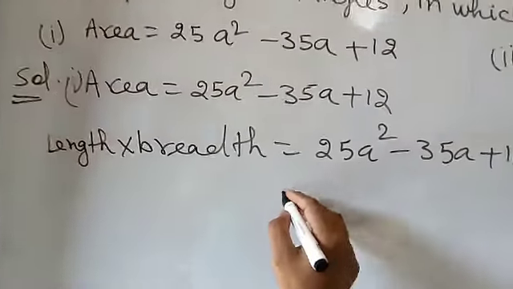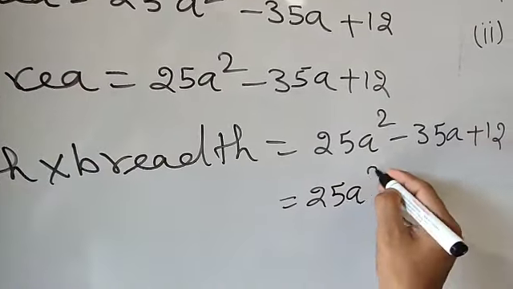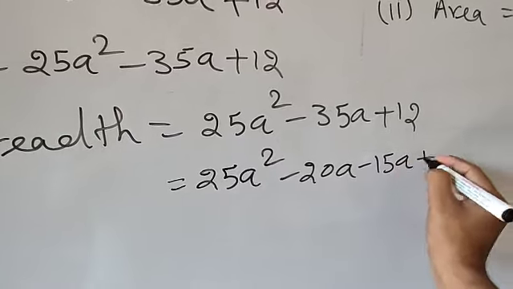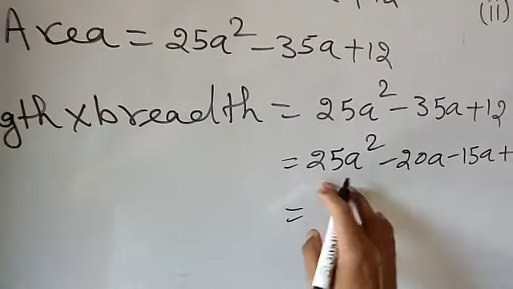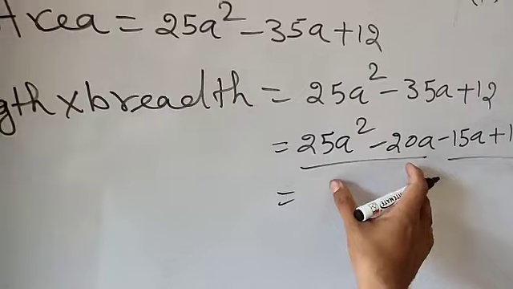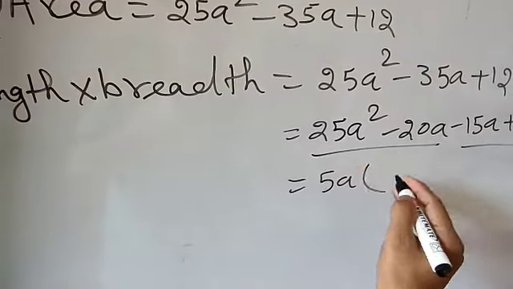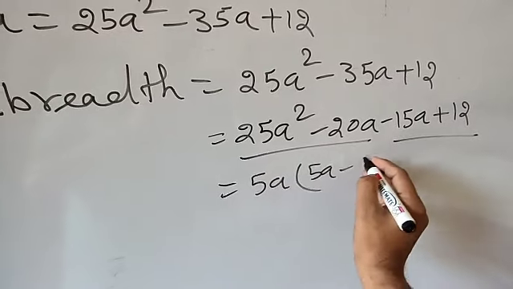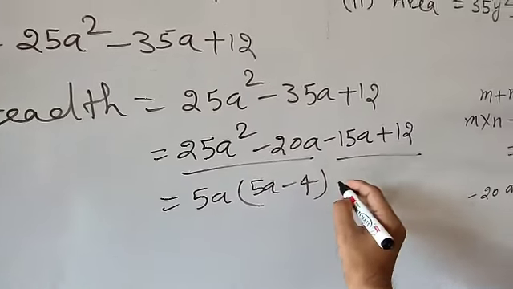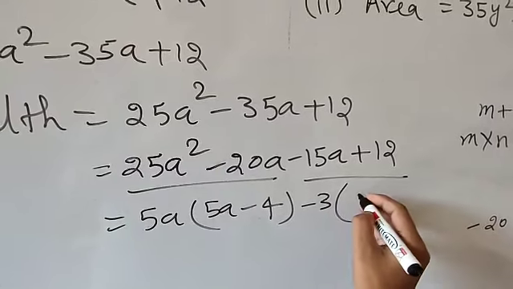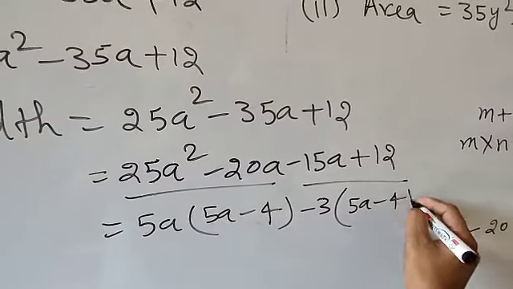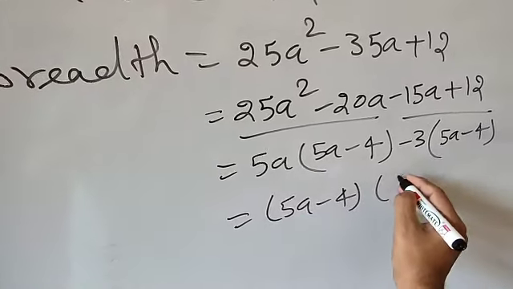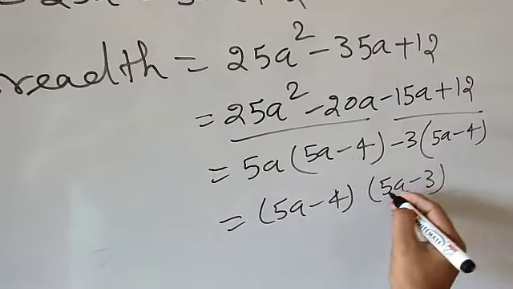So it can be written as 25a square minus 20a minus 15a plus 12. Now here you need to make the pairing. In the first pair you can take 5a as common. So if you take 5a common, it will be 5a minus 4, and from the second pair you can take minus 3 common, so it will be 5a minus 4. So it is equal to 5a minus 4 into 5a minus 3.